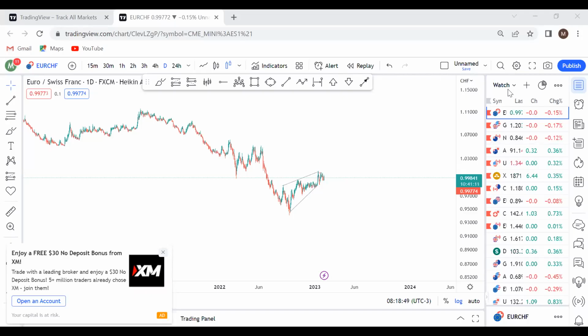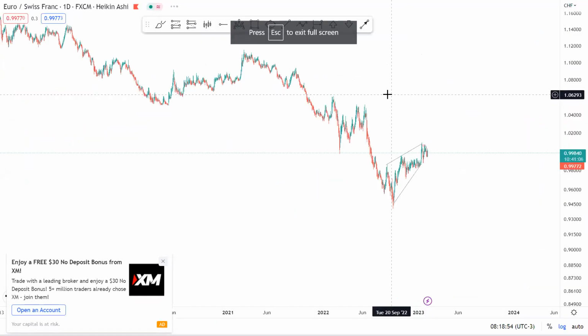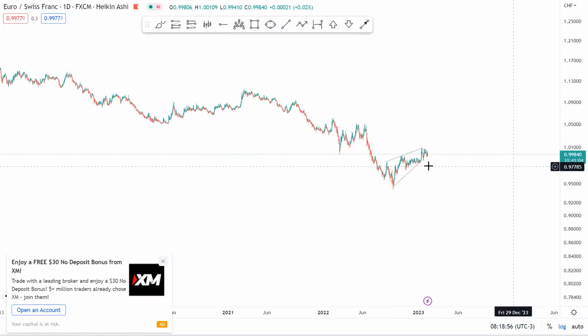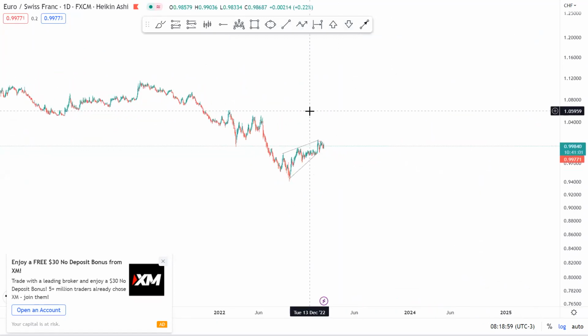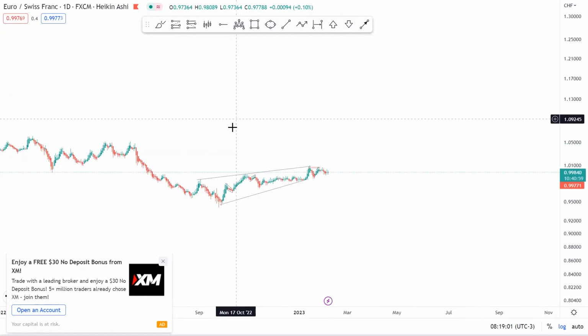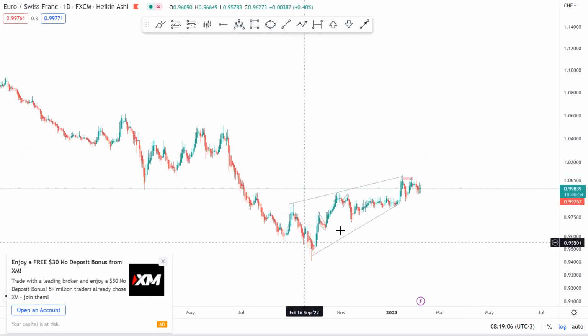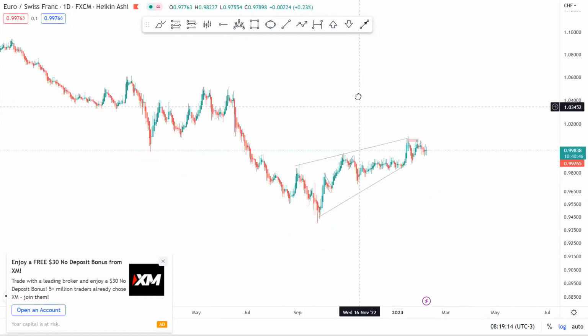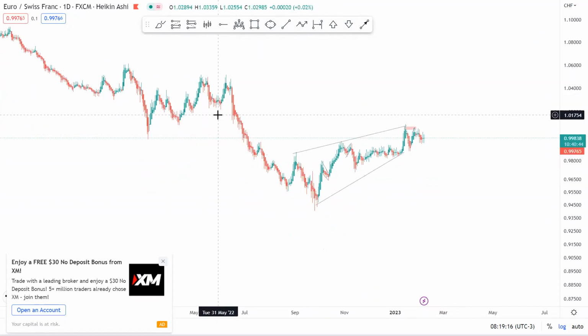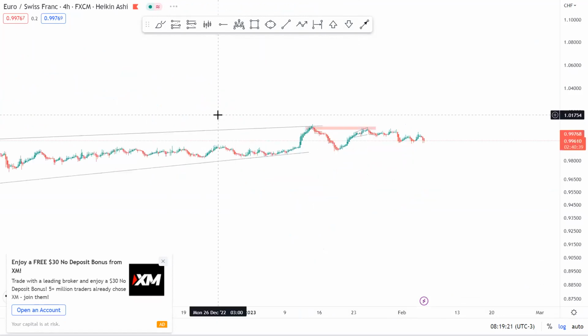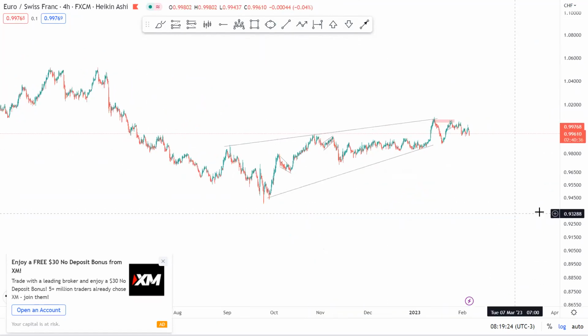Cool. So we're definitely gonna start off with Euro CHF. This is the daily time frame. It's just a basic structure of an ascending structure where you have your 1, 2, 3 touch formation on the resistance. So with this one, let's quickly go to the 4 hour time frame so we can see everything in detail.